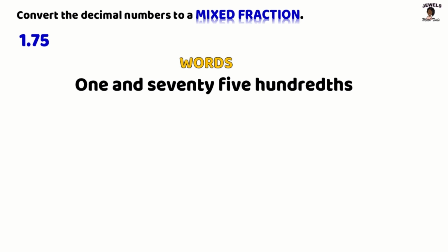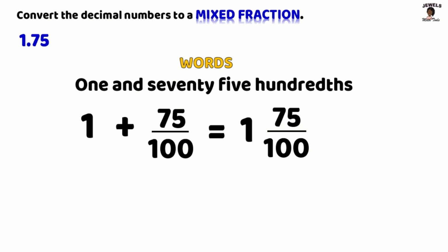This means when we're changing our decimal number into its word form, my 1 represents my whole number. I'm going to use an addition sign in place of my decimal point, which we read as "and". Then I'm going to write my 75 in my numerator, and the hundredths will be written in my denominator. So we have 1 for our whole number, my plus sign to represent my "and", my 75 is the numerator, and the hundredths is my denominator. So as a fraction, this is 1 and 75 hundredths.